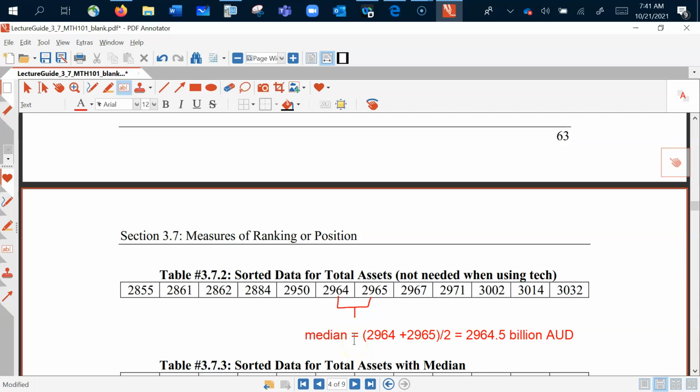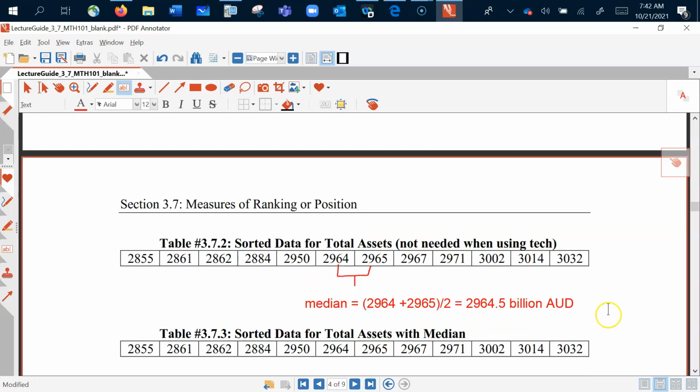The next step is to find the median of the lower half of data. That will be the first quartile. And the step after that is to find the median of the upper half of data, and that will be the third quartile. But we've done the second step after we order the values. We've got the median. Because there were 12 values, there is going to be a tie between the 6th and the 7th value. And so we simply average the 6th and 7th value. And so the median is 2,964.5 billion AUDs.